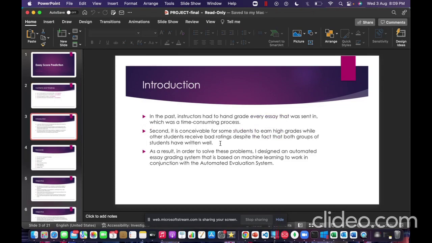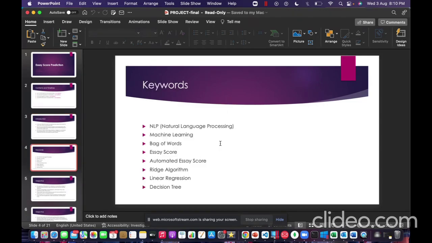Introduction. In the past, instructors had to correct so many essays and go through each and every essay. It is time consuming. And secondly, we all hear that some students earn high grades while other students receive bad ratings, despite the fact that both groups of students have written well. As a result, in order to solve these problems, I designed an automated essay grading system that is based on machine learning to work in conjunction with the automated evaluation system.